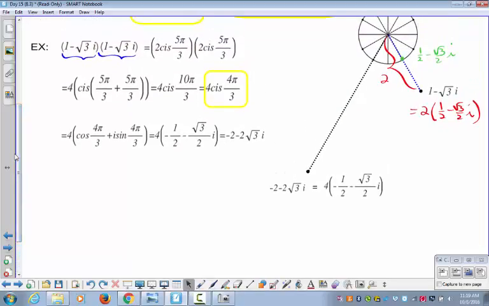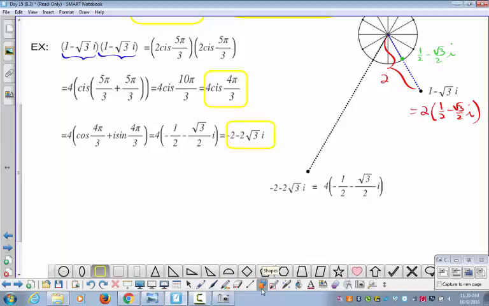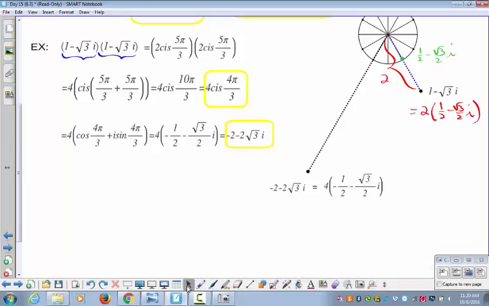So what we'll do is say that's cosine of 4 pi over 3 plus i sine of 4 pi over 3. Those are nice angles. We know the ratios for those angles. Plug them in, and we get that. So there's our exact form for the multiplication if we're in standard form.